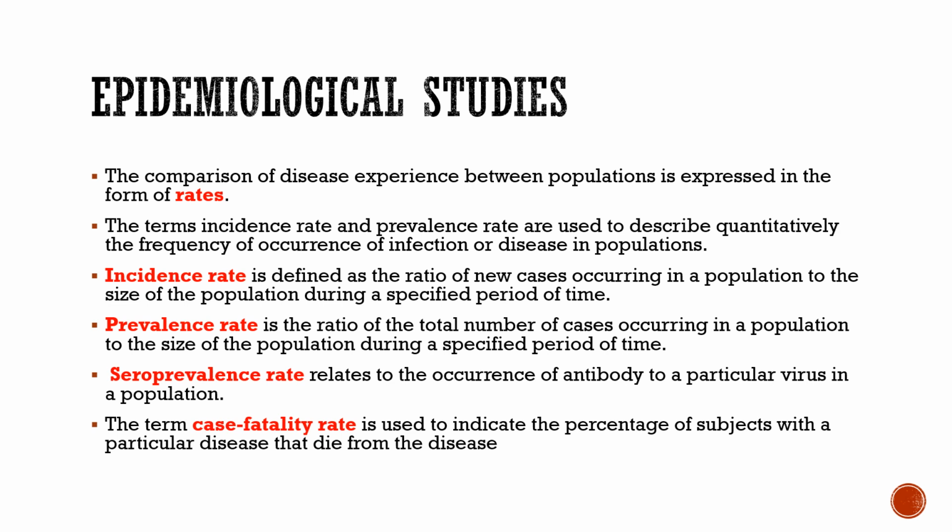Now, let us look into some terminologies associated with epidemiological studies. The comparison of disease experience between populations is expressed in the form of rates. The terms incidence rate and prevalence rate are used to describe quantitatively the frequency of occurrence of infection or disease in populations. Incidence rate is defined as the ratio of new cases occurring in a population to the size of the population during a specified period of time. Prevalence rate is the ratio of the total number of cases occurring in a population to the size of the population during a specified period of time.